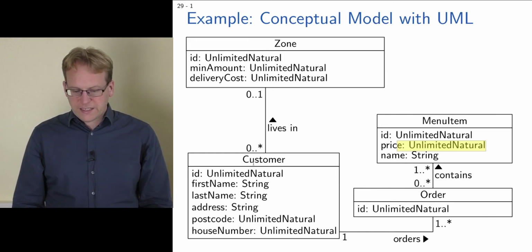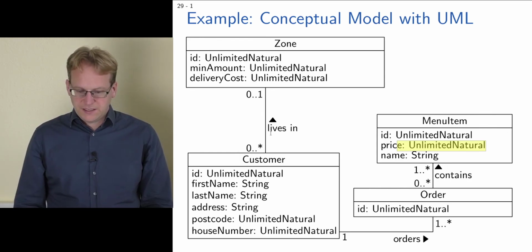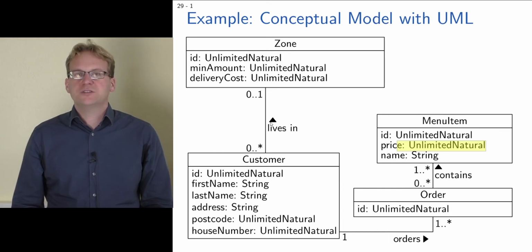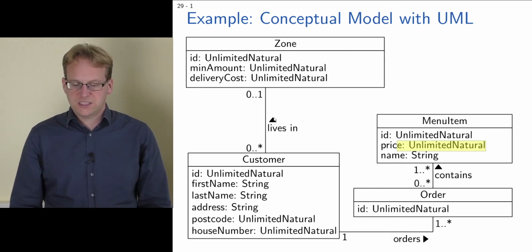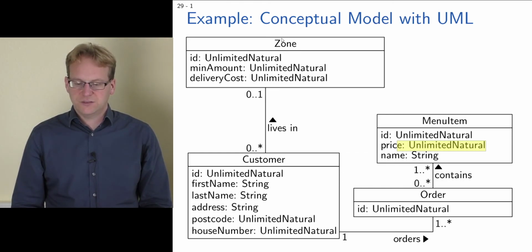First of all, for the customer, we store the zone he or she is living in. And you can see here, we have this association between customer and zone. And this text here with this black arrow gives you information about how to read this association. So we can see that customer lives in zone. That's how to read this association. Every customer lives in a zone.